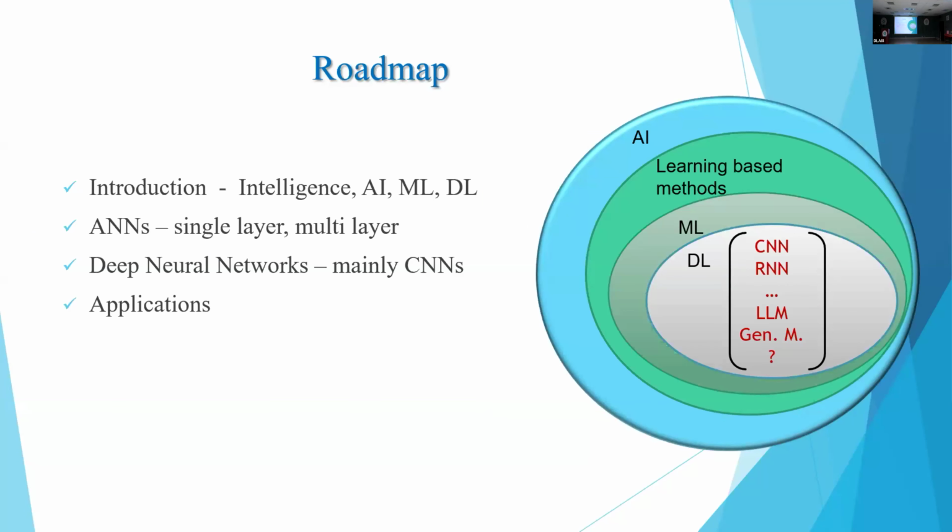So this is my roadmap. As I mentioned earlier, I will initially give you a brief on intelligence and AI, ML, DL. Then touch upon artificial neural networks, single layer, multi-layer, and how deep learning has come up in today's era. Then gradually we will move on to deep neural networks. Because of the shortage of time, I will concentrate on one particular deep neural network, the convolutional neural network. And then some application areas.